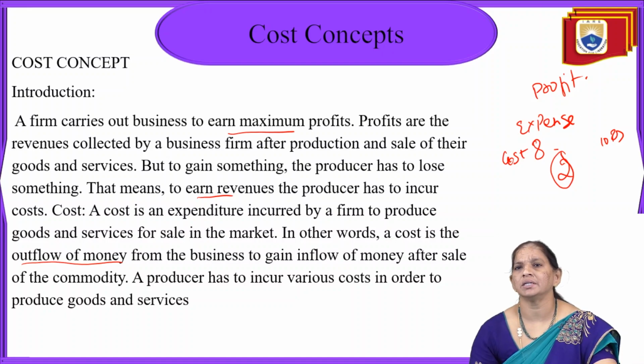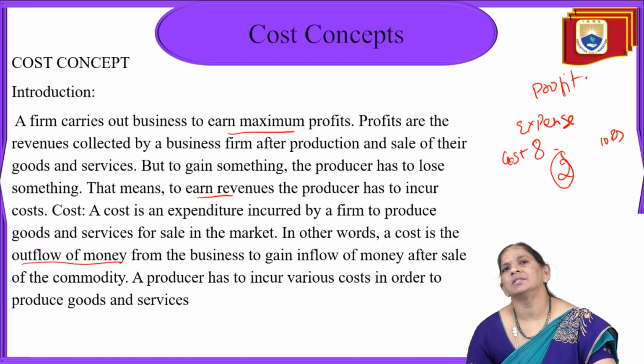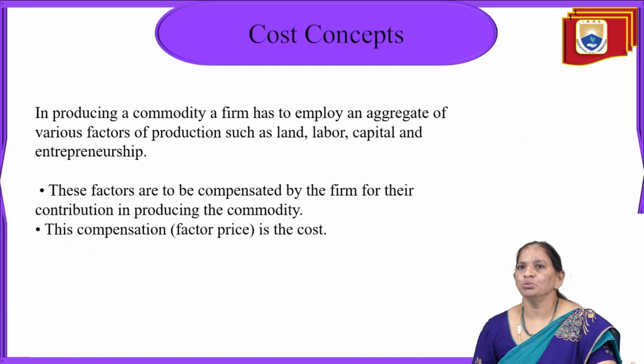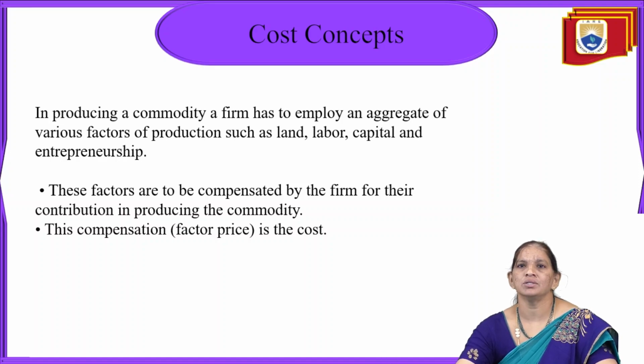For that, an organization should identify what types of cost there are, and in the same way how that cost affects the factors of production and the decision making of the organization. In order to know that, we first see what cost means. In any organization, in the production of goods and services, we have the factors of production.